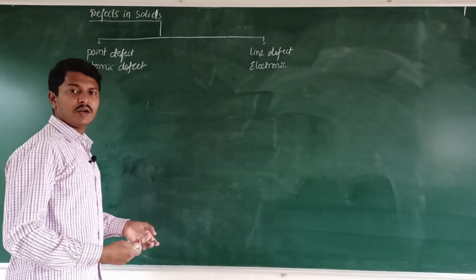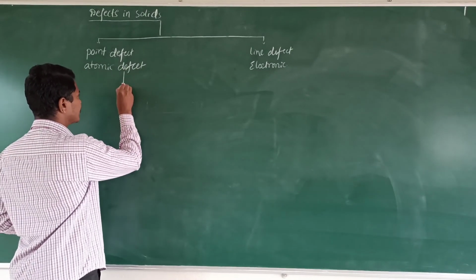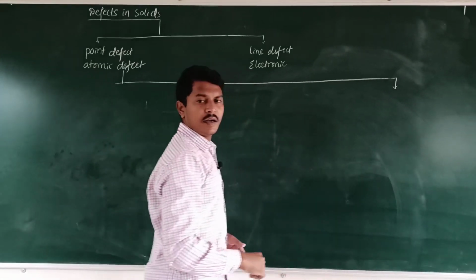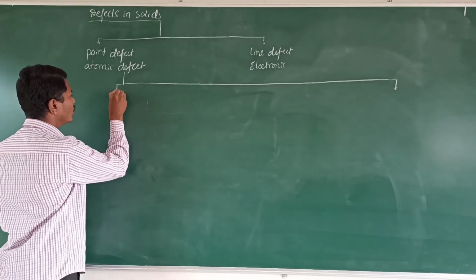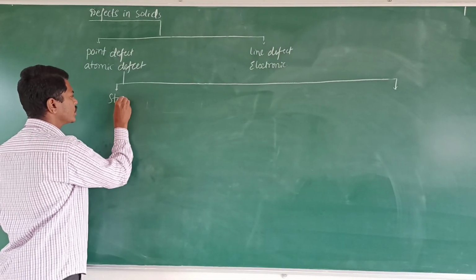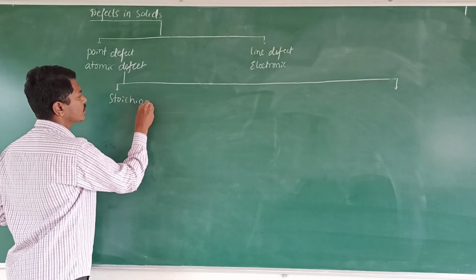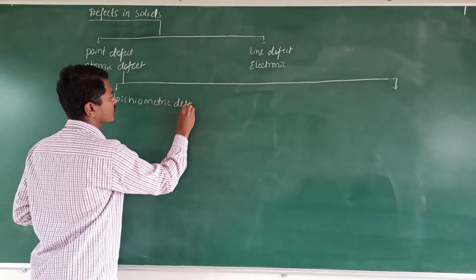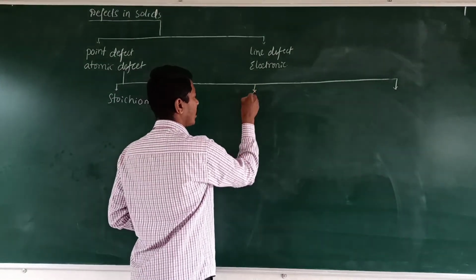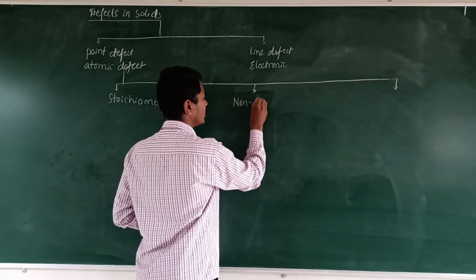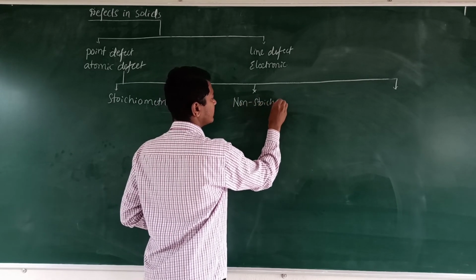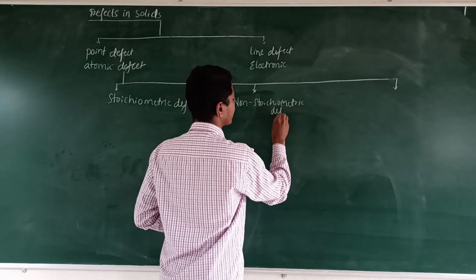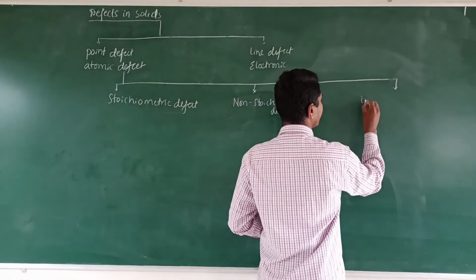In point defects, again we have classified into 3, that is stoichiometric defect, non-stoichiometric defect, and impurity defect. What do you mean by stoichiometric defect?